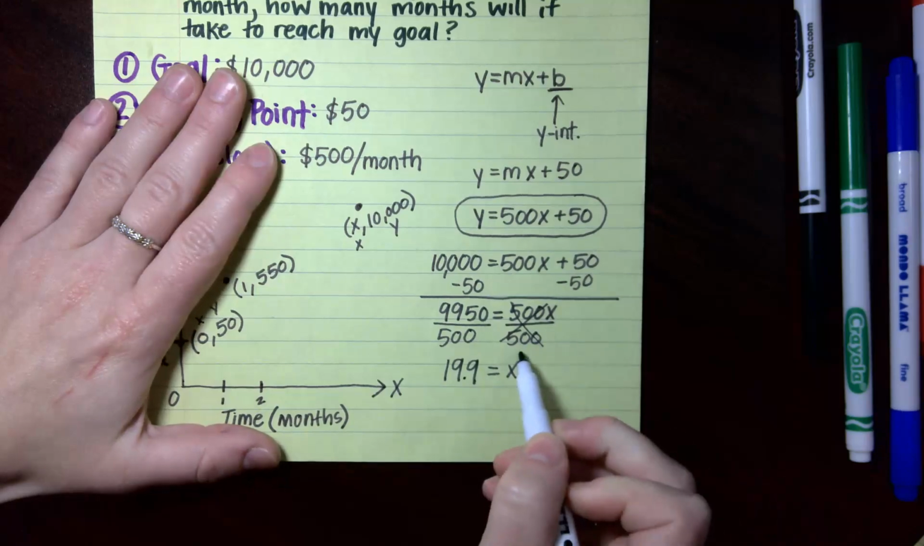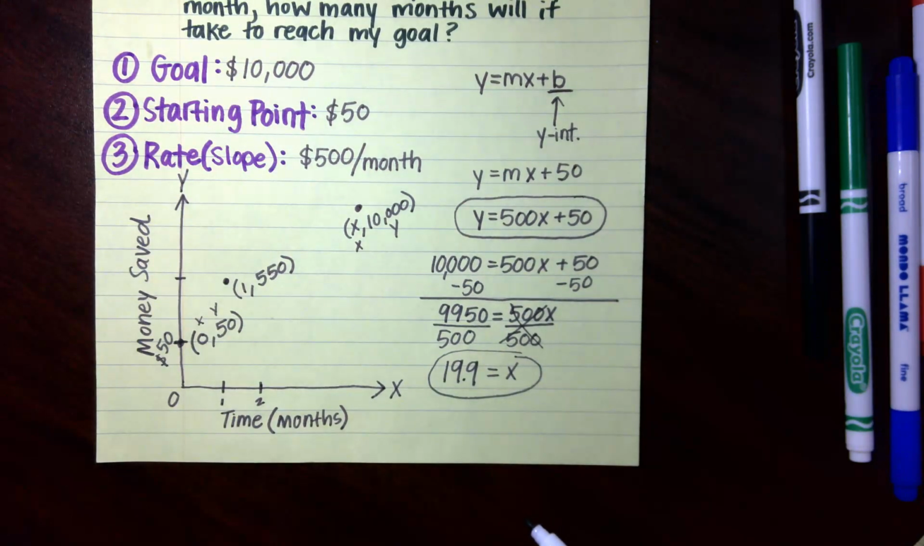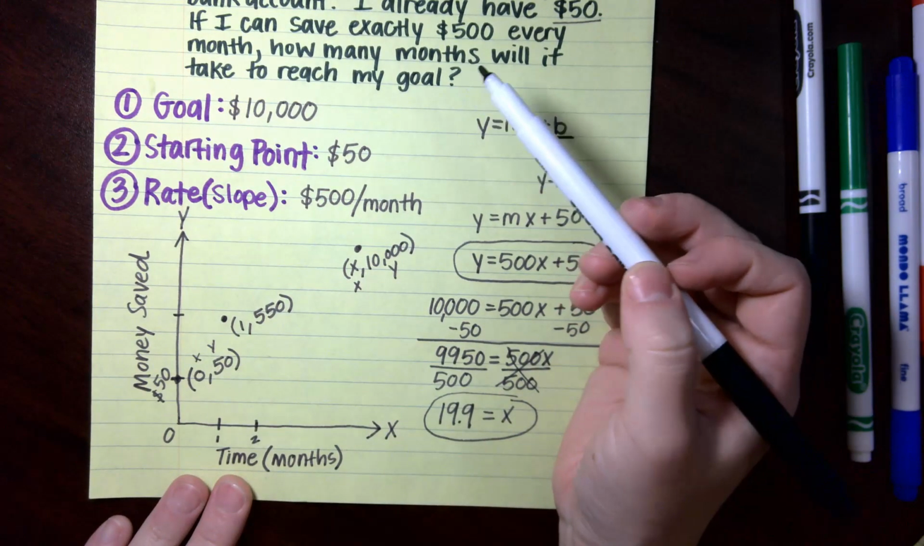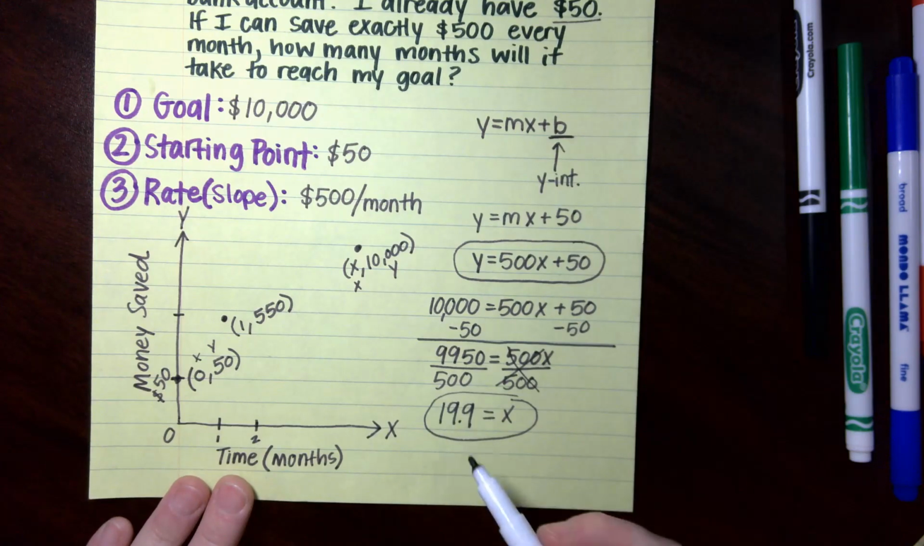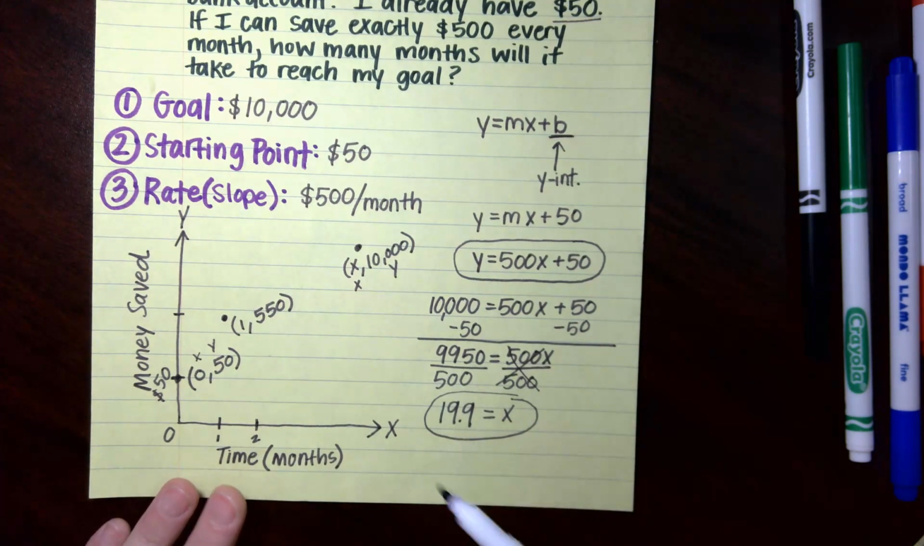19.9. So what we just found here is the number of months. So to answer my question, how many months will it take to reach my goal? It'll take 19.9 months. And if you wanted to do the math, I'm not going to ask you to do this, but it's 19 months and 27 days. Almost 20 months. Okay.